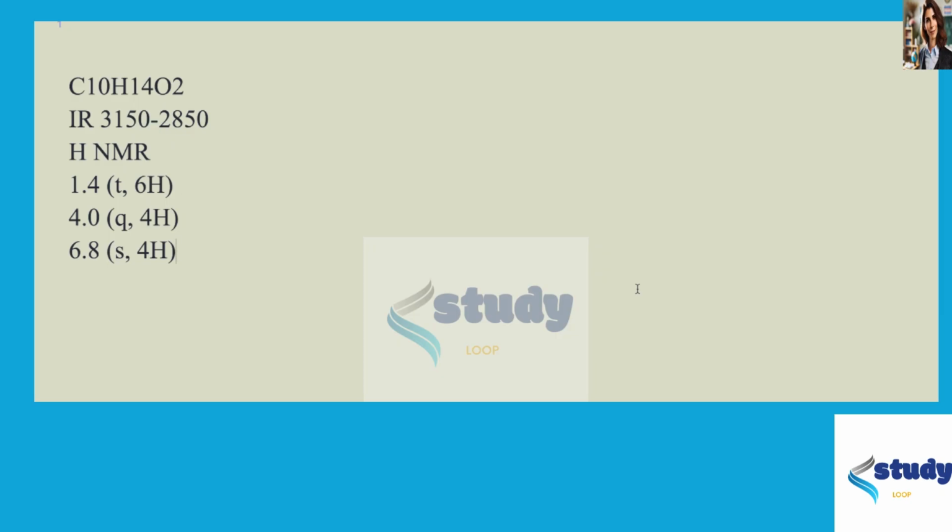Today we're doing chapter 17, problem 6, and this problem asks us to determine the structure of a compound with the molecular formula C10H14O2. It shows a strong IR absorption between 3150 and 2850 per centimeter, and gives the proton NMR spectrum of a triplet at 1.4, a quartet at 4.0, and a singlet at 6.8, corresponding to 6, 4, and 4 protons. So how do we go about solving a problem like this?